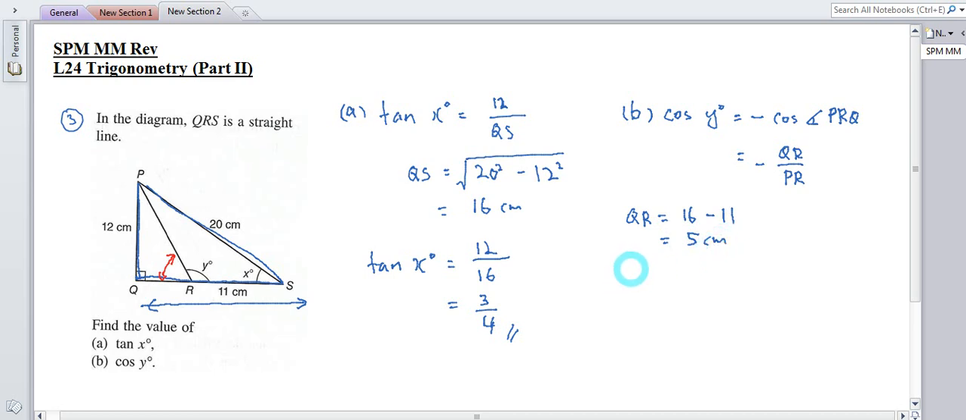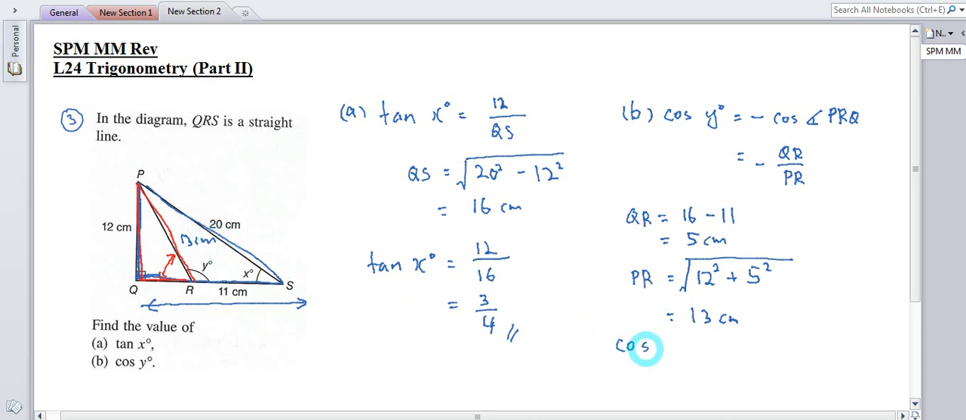So how to get the PR? Now here we have another right angle triangle, and this is the longer side of the right angle triangle. So you want to find the length of the hypotenuse, right? So this PR is equal to the square root of 12 squared plus 5 squared. Okay, so here should be 13 centimeters. So here we know this is 13 centimeters.